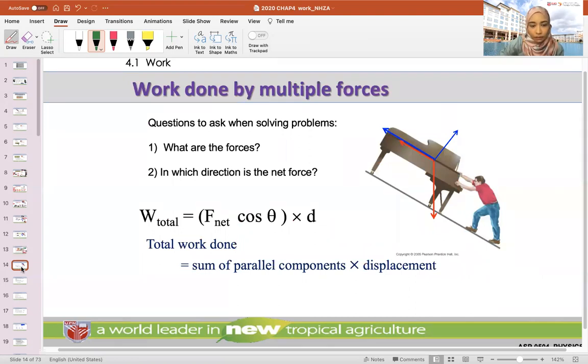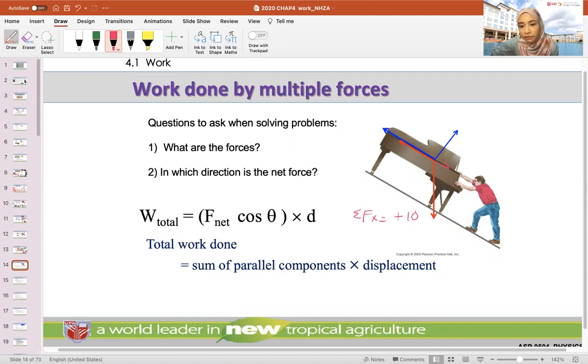Okay, so questions that you can be asked when solving problems. What are the forces acting on the object? We know this already. This is your free body diagram. And from the free body diagram, we can determine what is the net force in the x direction, and in which direction the net force is. So from your net force in x, you found out that you have a positive value, for example positive 10.